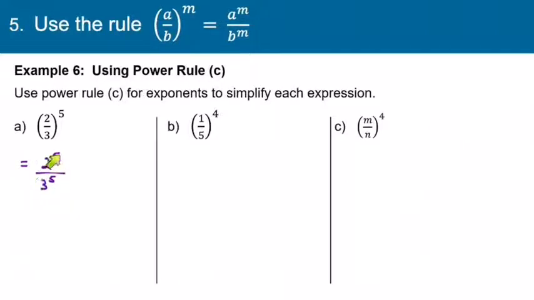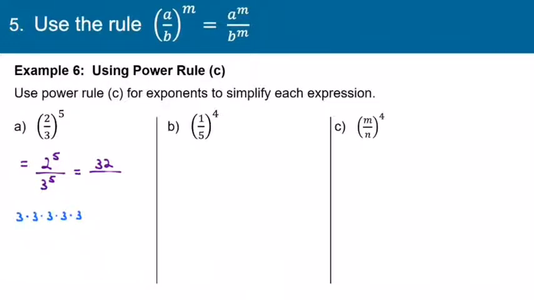Now we're going to go ahead and work each of these out. So 2 to the 5th would be 2 times 2 times 2 times 2 times 2. And if you work that out, you'll get 32 for the top number. 3 to the 5th is going to be 3 times 3 times 3 times 3 times 3. And it might take a minute to work that out, but here's what I do.